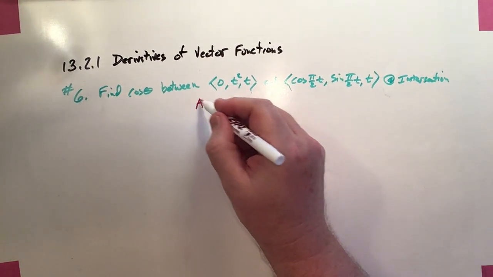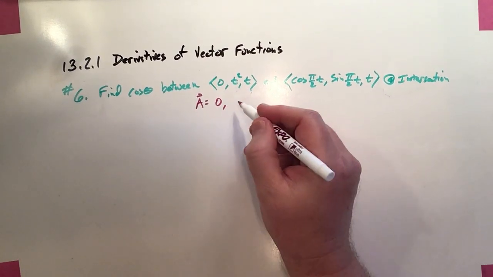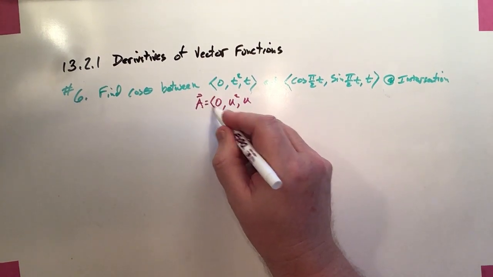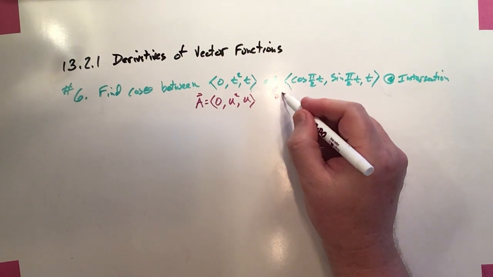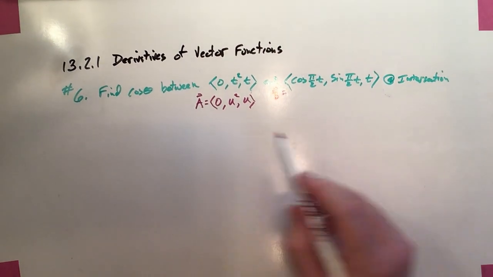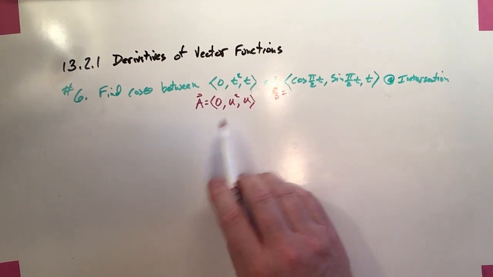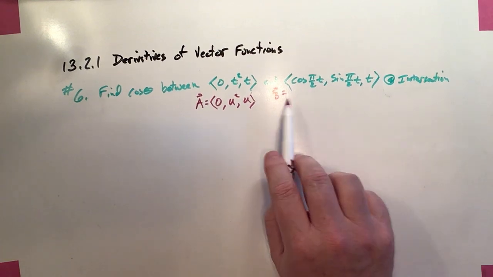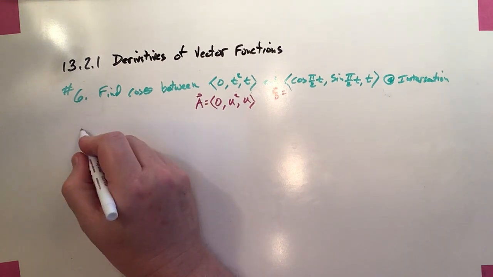To do that, I'm first going to rewrite the first one in terms of a different parameter so I can compare them. So I'll use 0 and u squared and u. And then the second one, I'll just leave that as t, so this will be vector b. Okay, to find the intersection point, what I need to do is compare them component by component and solve for what u and t have to be to make them all produce the same point. So 0 equals cosine pi over 2t.